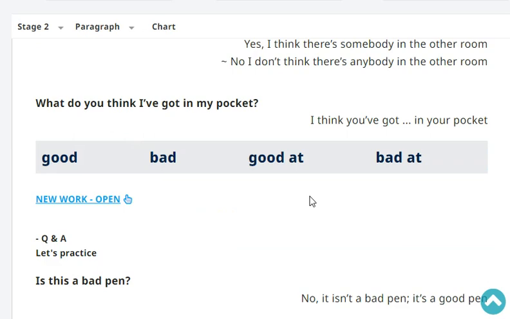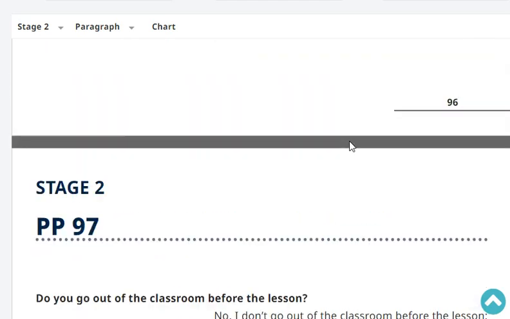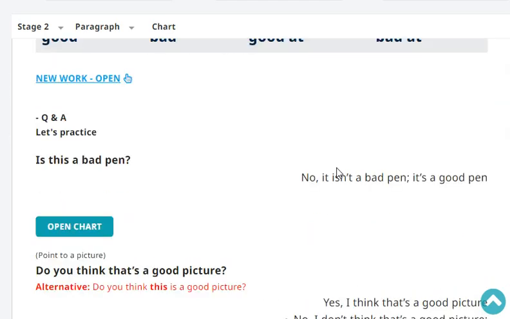Very good. What do you think I've got in my pocket? I think you've got some money in your pocket. Very good. Is this a bad pen? No, it isn't a bad pen. It's a good pen. Very good.